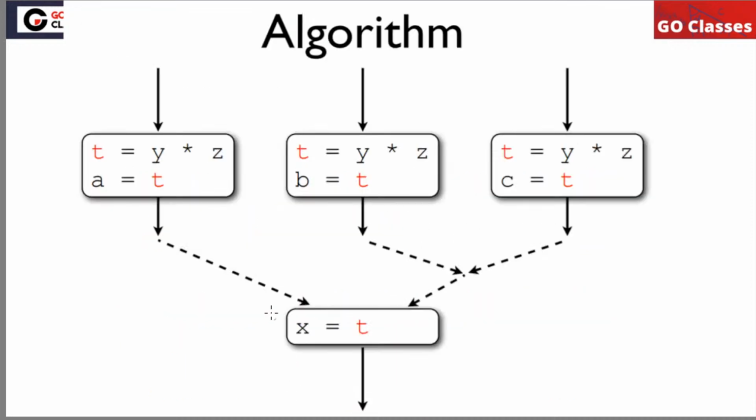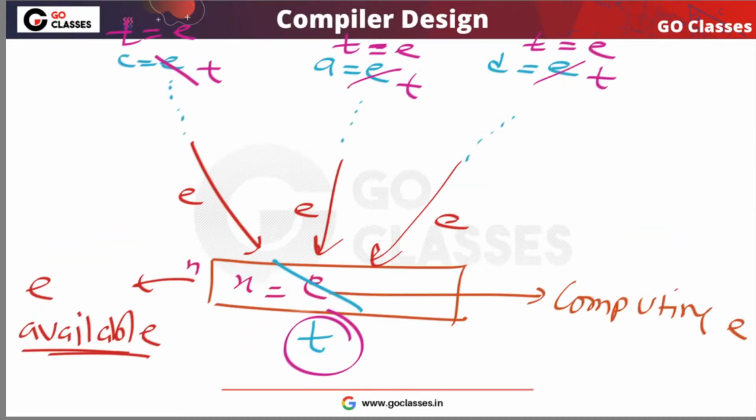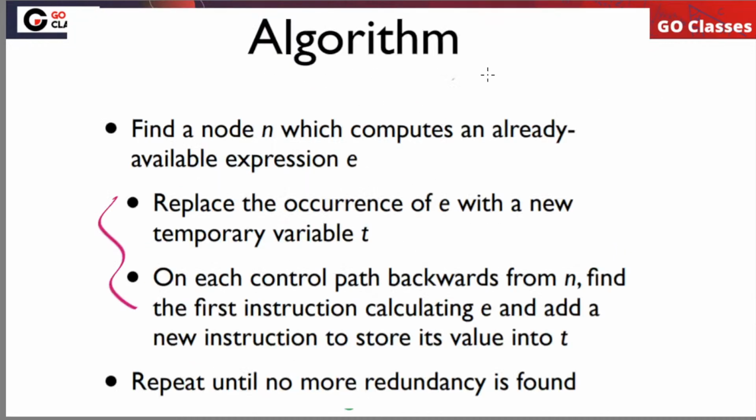Now what is the problem with this scenario? Can anyone tell me what the problem is? This is the algorithm for common subexpression elimination. We have seen the algorithm for common subexpression elimination.